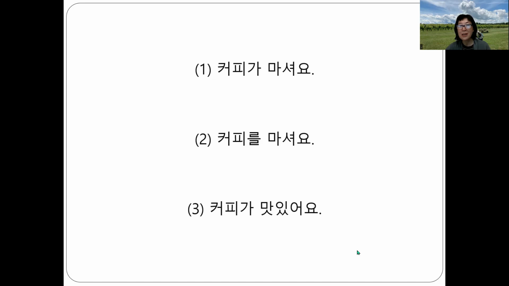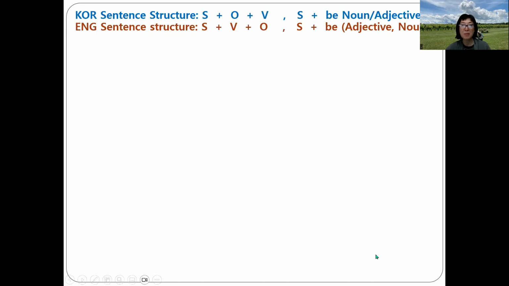Before explaining this, let's see this one first. English sentence structure typically starts with the subject, and then the verb follows, and then the object follows. Or after the subject, be adjective or be noun follows. In a Korean sentence, the structure usually starts with the subject, but the verb or be noun or be adjective is located at the end of the sentence. Pay attention to these things.